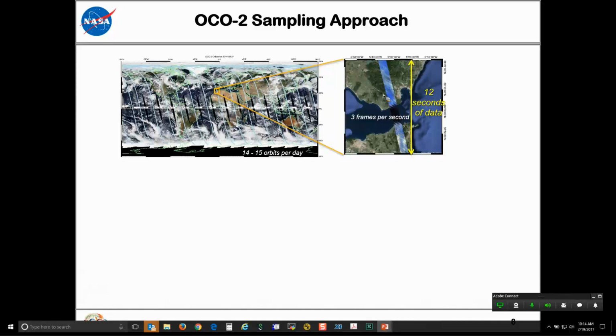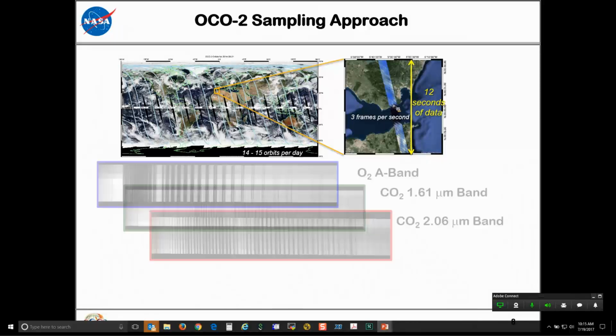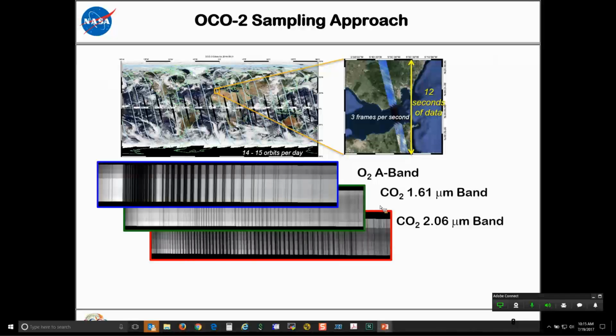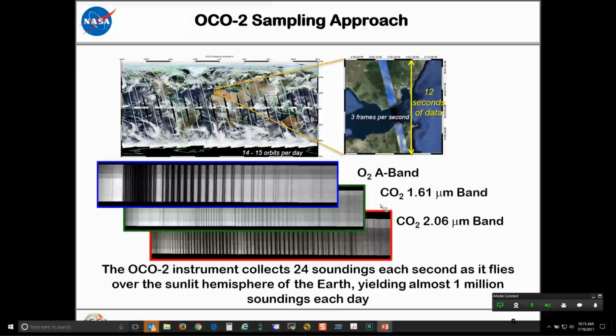We also have used ground observations to help us make sure that we're pointing where we think we are. This is a track across the Strait of Gibraltar. 12 seconds of data. You can see the individual footprints here as well, as you did on the title slide. In each one of those footprints, we collect the 3 spectra. We collect 24 soundings each second as we fly over the sunlit hemisphere.